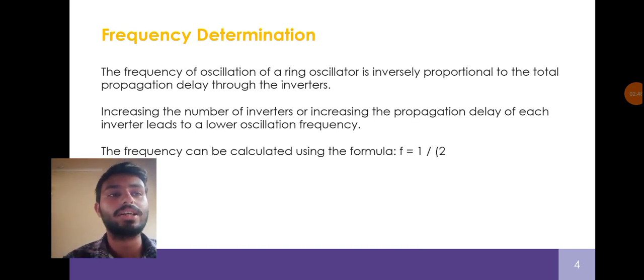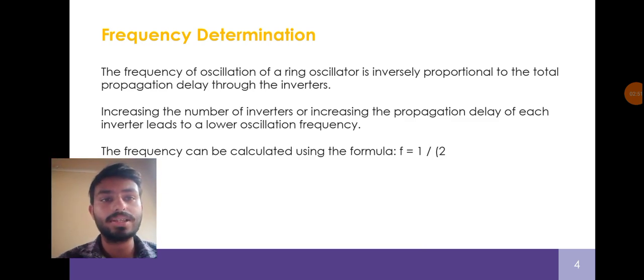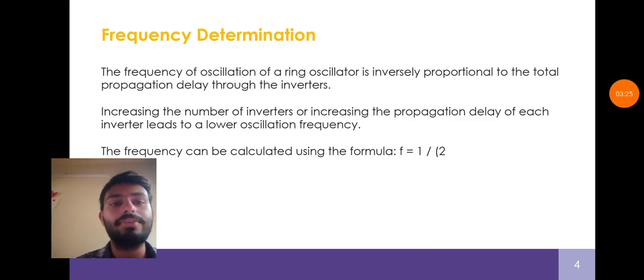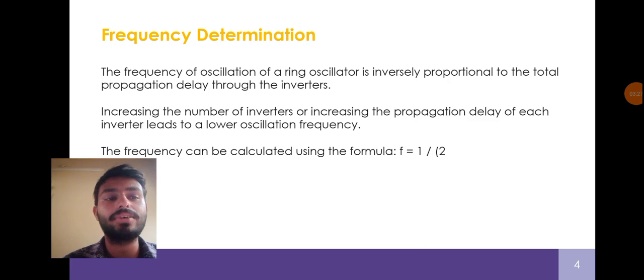Frequency determination. The frequency of oscillation of a ring oscillator is inversely proportional to the total propagation delay through the inverters. Increasing the number of inverters or increasing the propagation delay of each inverter results in a lower oscillation frequency. The frequency can be calculated using the formula F equal to 1 by 2.